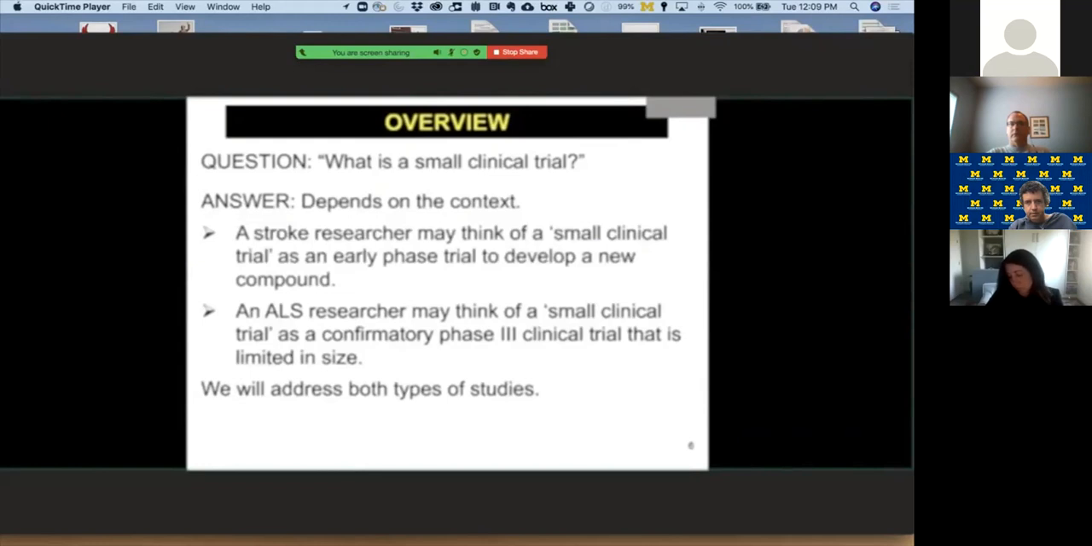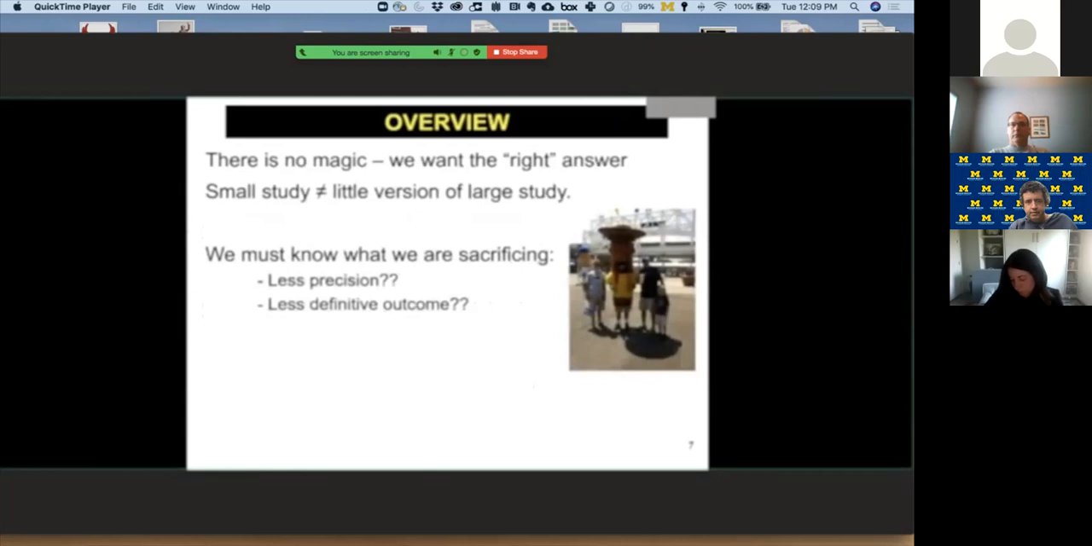I will focus strictly on the statistical issues. There are lots of operational issues, recruitment issues, rare diseases, how do you find a sufficient number of patients, that are also, I think, extremely important in these settings, but I won't address those today. I'm going to focus mostly on the statistical issues.